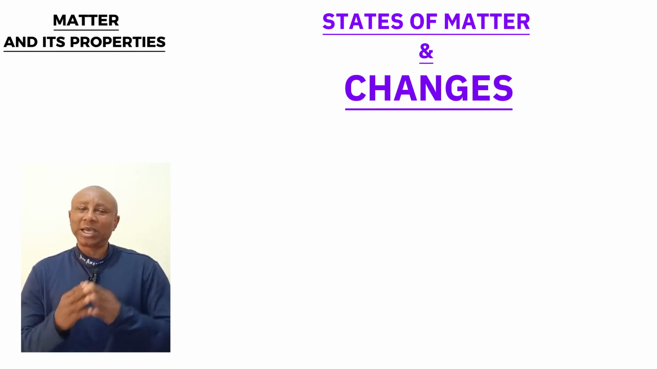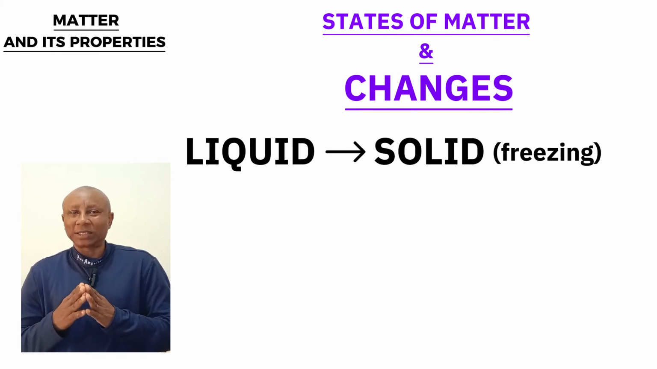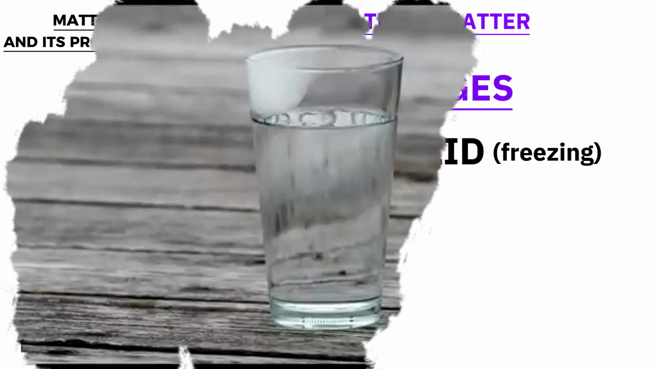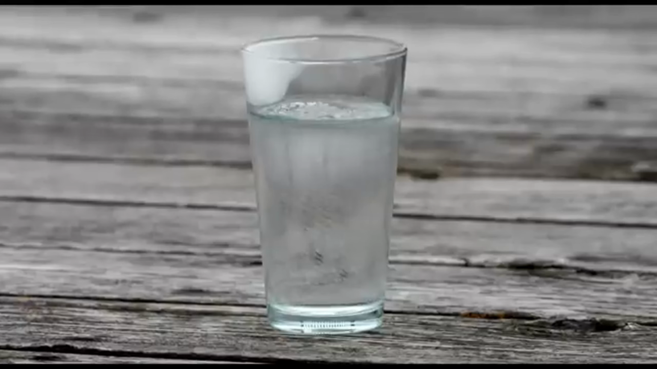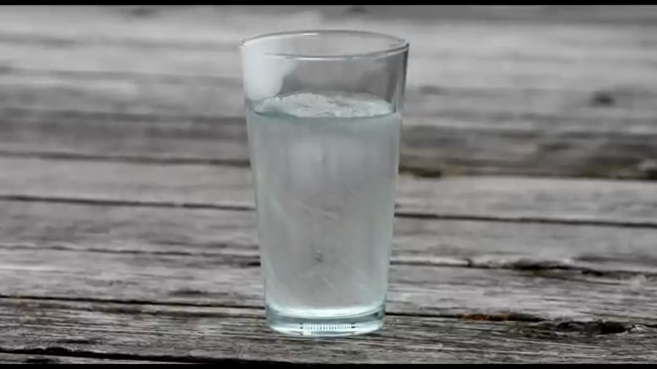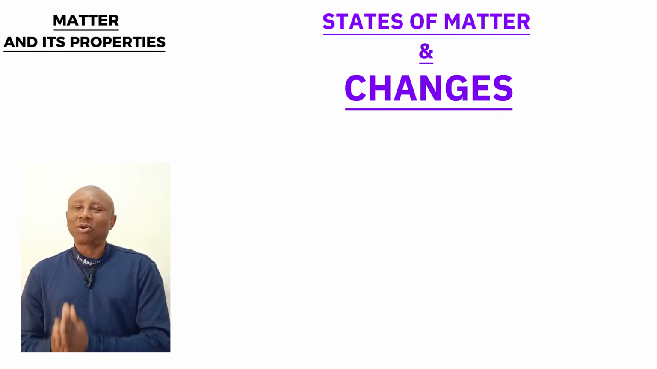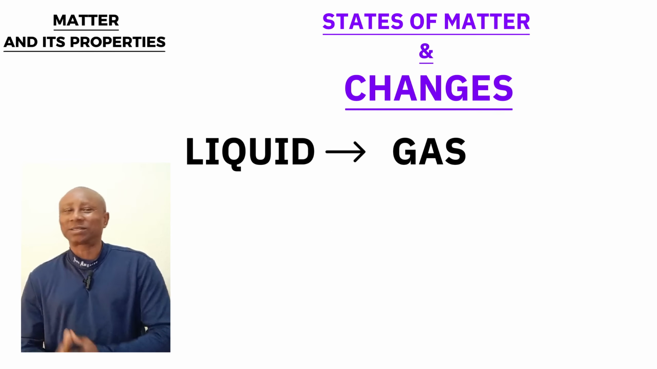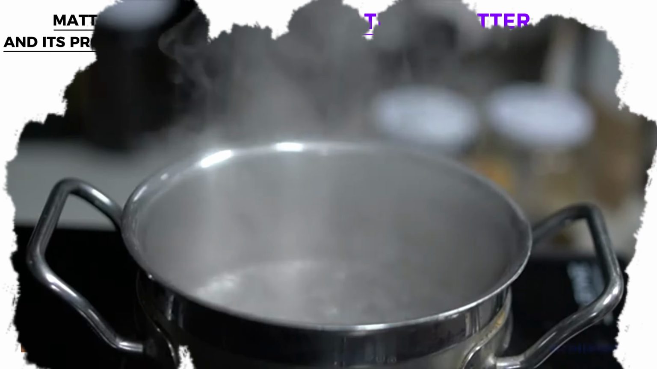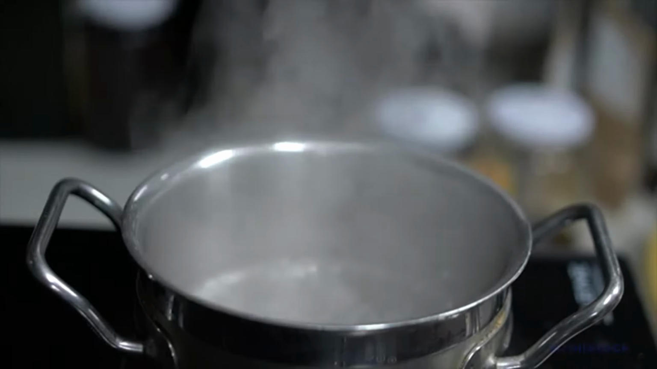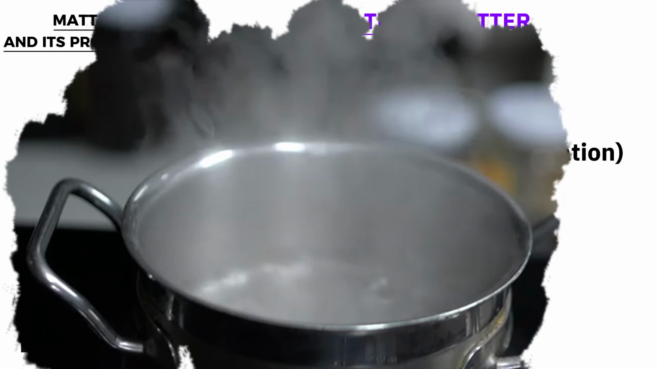We can also see a liquid turn into a solid. We can see an example of that when water freezes to ice. When you put water into the refrigerator, it will turn from the liquid state into a solid state. We can also see a liquid turning into a gas. An example is evaporation, water boiling. As water is boiling, it will turn into steam. So that boiling water changes from liquid to a gaseous state.